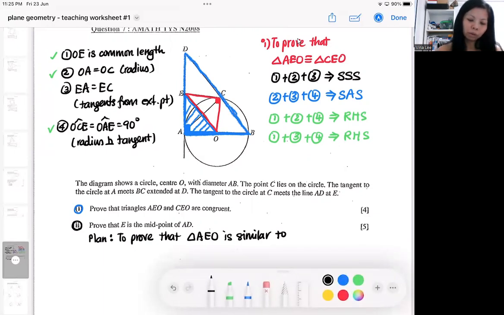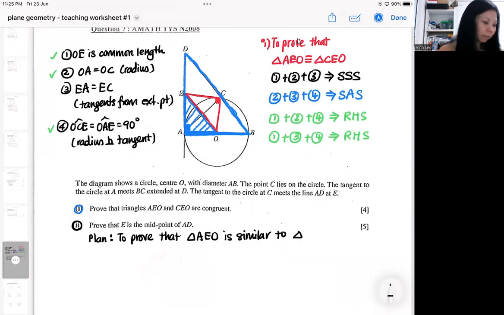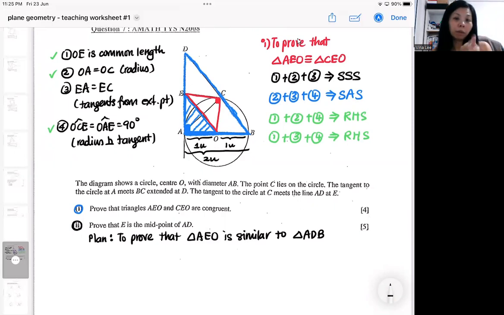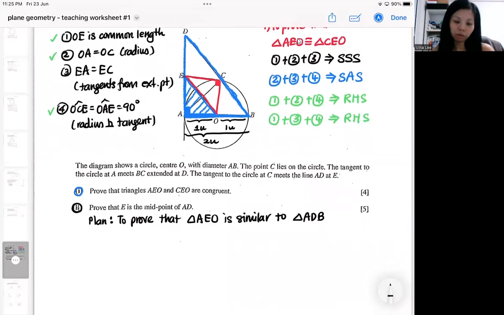Okay, so why do I choose to plan it in this way? Because if I can prove that these two triangles are similar, do you remember the radius idea? This is a radius, right? So radius is like 1 unit here. Radius is also 1 unit here. And this will be 2 units. So I'm making use of the radius versus diameter. Radius is 1 unit, diameter is 2 units. So actually I'm trying to make use of the ratio here.